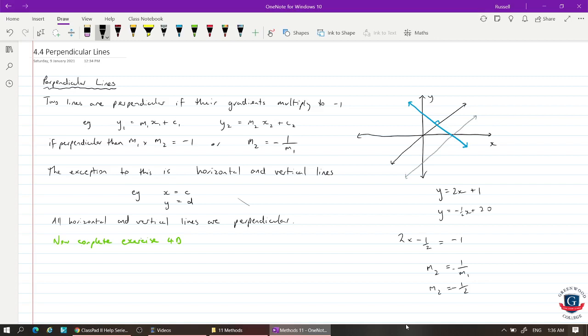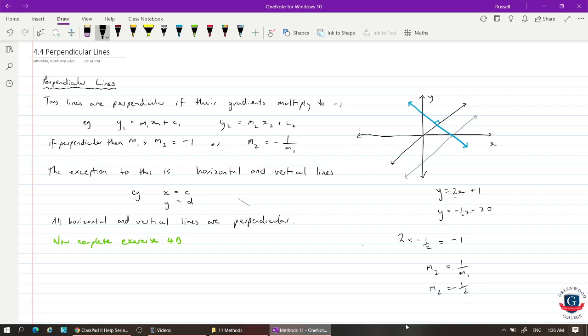Now there's an exception to this. If we have a horizontal and vertical line, we know that that's x equals c and y equals d. This doesn't hold true. You just have to remember that horizontal and vertical lines are perpendicular.